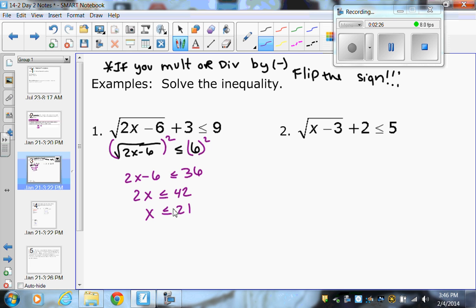Now, we're not done here because we have a radical involved. So we have to go back and check the domain on this radical. To do that, you take what's underneath the radical, and that has to be greater than or equal to 0 because we can't have a negative under the radical. So then I add 6 over, so that gives me 2x is greater than or equal to 6, and divide by 2, so that gives me x is greater than or equal to 3. So we have that x is less than or equal to 21, but also that x is greater than or equal to 3. So our final answer would be that 3 is less than or equal to x, which is less than or equal to 21.